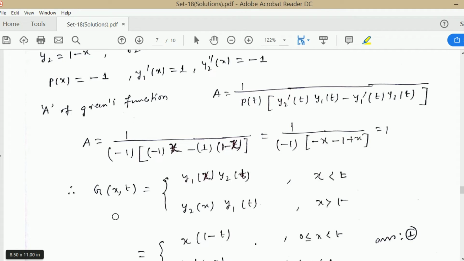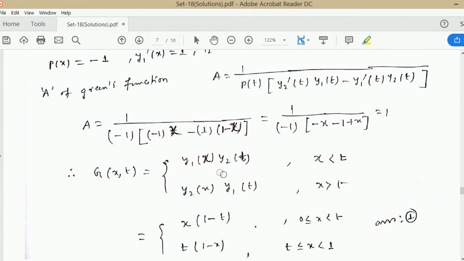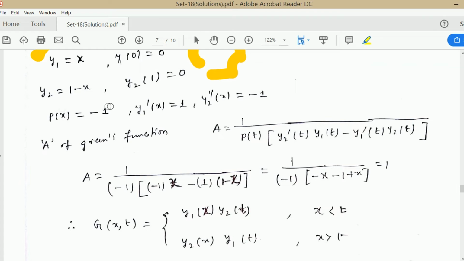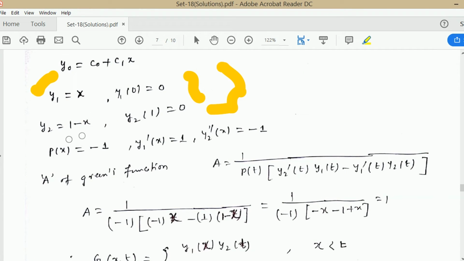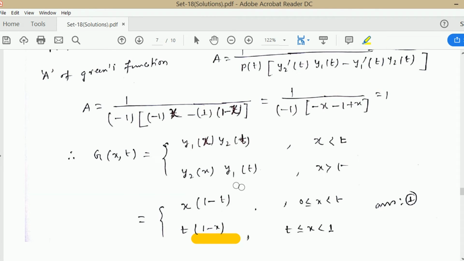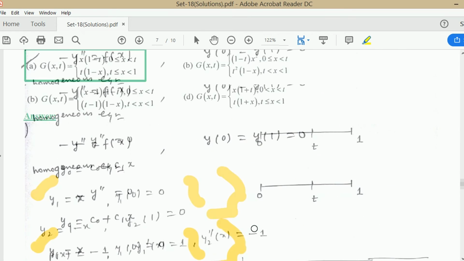Now the Green's function is given by a into y1 x into y2 t, and a into y2 x into y1 t. The value of a is 1, so it is removed from here. y1 of x is x, and y2 of t is 1 minus t. And y2 of x means 1 minus x, into y1 t, where y1 is x, so y1 t is t. And it is matching with option 1.